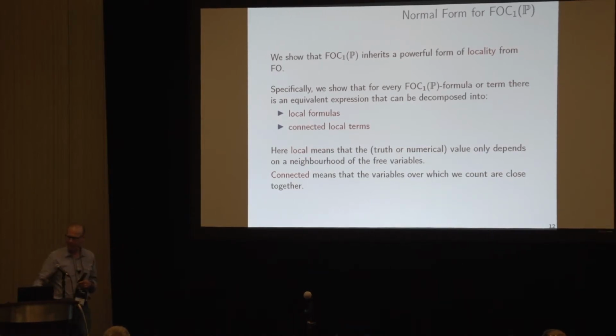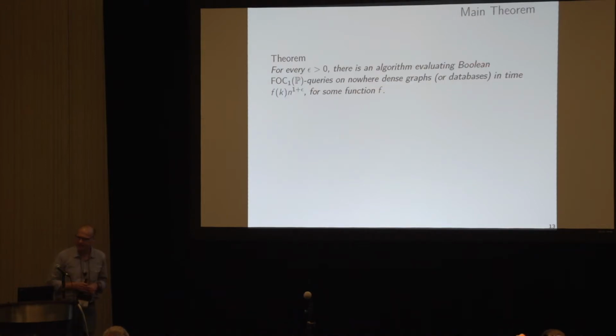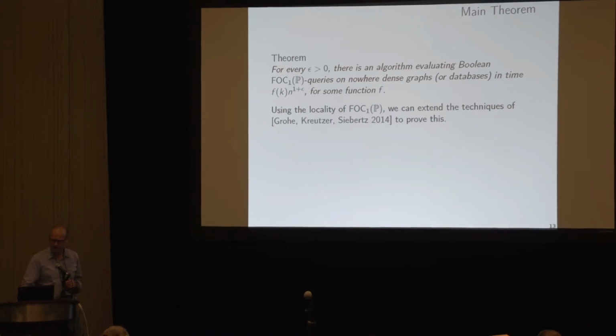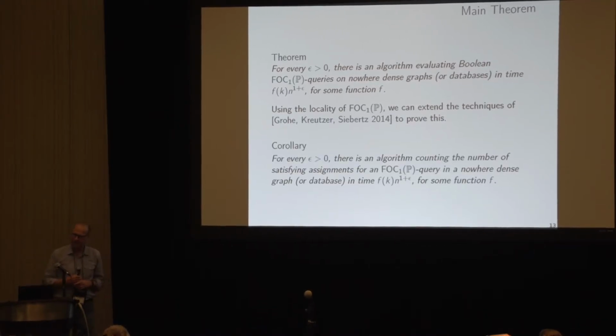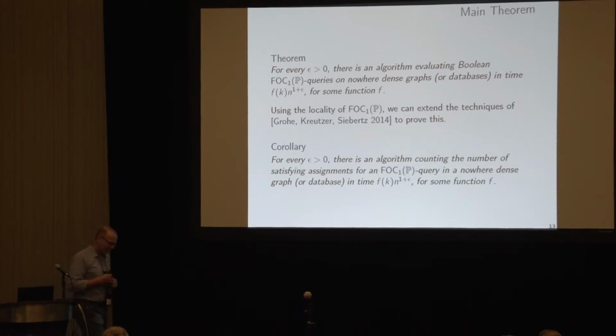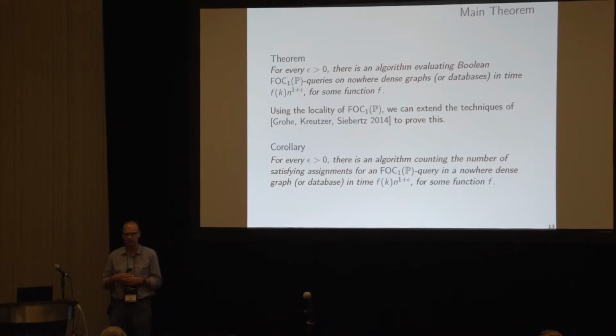And now with this normal form, we can then extend the nowhere dense results to these counting queries. Okay, so it's exactly the same result as we had for first order before. It can be extended here. A nice corollary of this is that we can also count the number of tuples satisfying formulas in nowhere dense graphs. And that was only known for planar graphs before for first order logic.